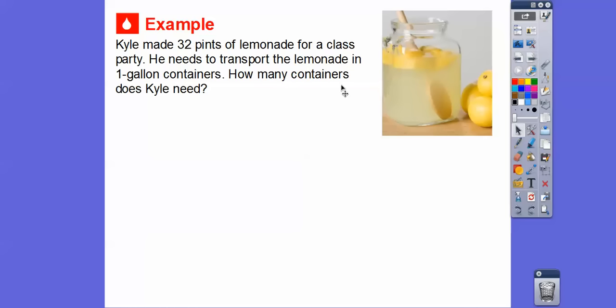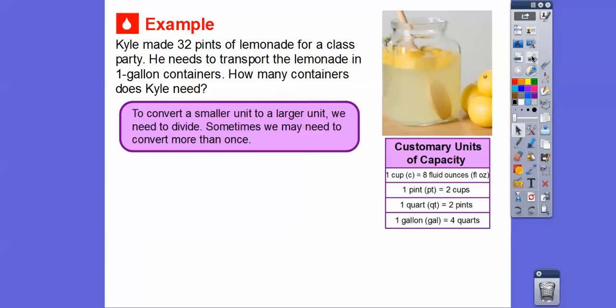Okay, so what we've got to do is convert the pints to quarts and then convert the quarts to gallons right here. Okay, so to convert the smaller units to larger units, we need to divide. Remember, we talked about that in the last lesson. So sometimes we're going to have to convert more than once, and in this case we are. We're going to take these pints and convert pints into quarts. So we're going to go backwards and divide by 2, and then we'll take how many quarts we have out of the 32 pints, and then we'll divide that by 4, and that'll tell us how many gallons there are. Okay, let's go ahead and get started here.